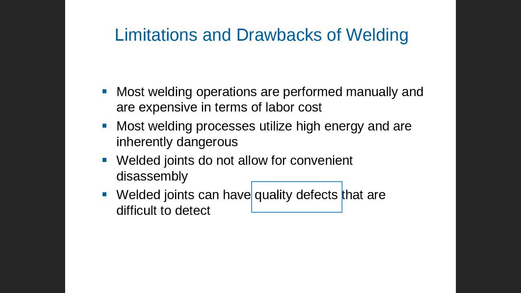I will show you the quality defects of welding at the end of the next chapter, chapter 26. We will discuss the weld quality and how to improve it to avoid having defects in a weld after the process. Some of these defects are usually difficult to detect, so I'll show you also how to detect weld defects. Right, this is the limitation and drawbacks of the welding process.